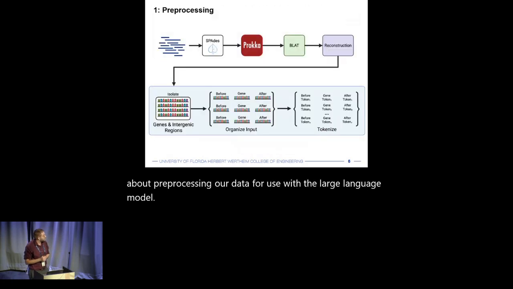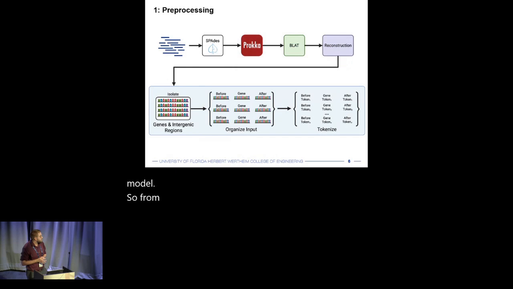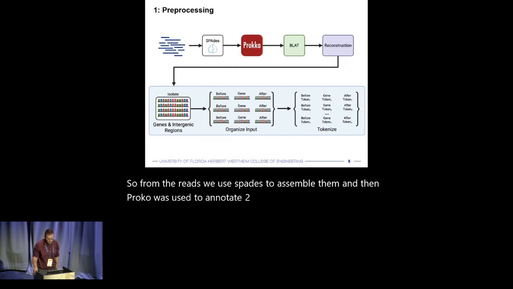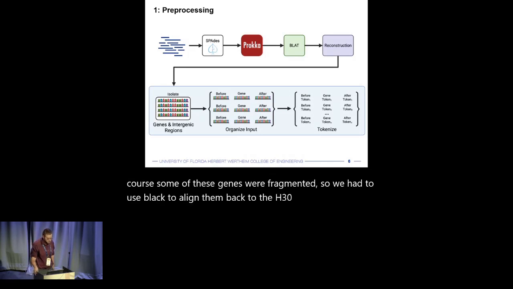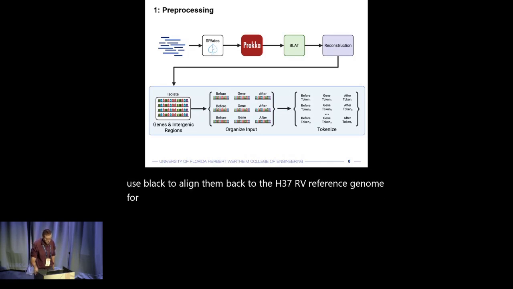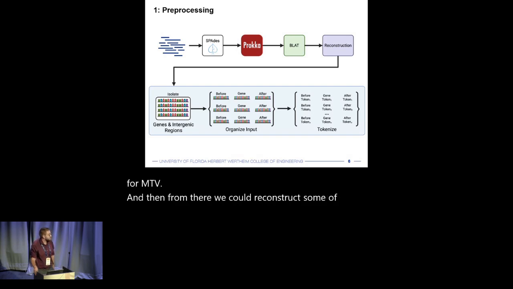From the reads, we used SPAdes to assemble them. And then Prokka was used to annotate 273 different MTB genes. Now, of course, some of these genes were fragmented, so we had to use BLAT to align them back to the H37Rv reference genome for MTB. And then from there, we could reconstruct some of these fragmented genes.